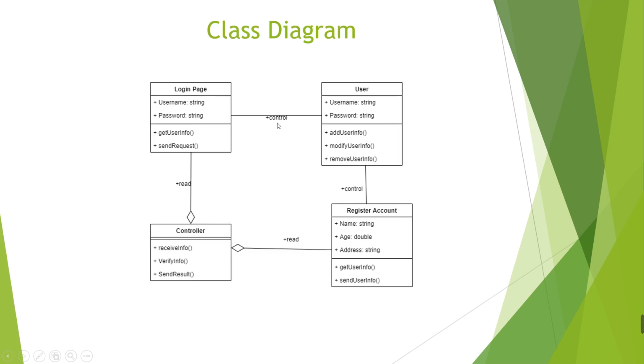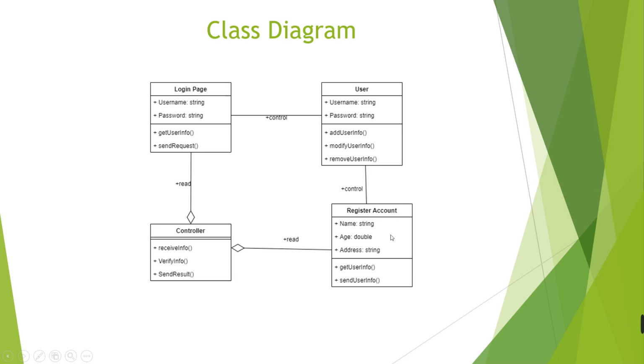And the class diagram. The class diagram here is just a few parts of the full class diagram, as I'm still working on it. For the user, it has username as string and password as string, and has add user info, modify user info, and remove user info. It controls two parts, the login page and register account. For the login page, the username is string, the password is string, and it has two behaviors: get user info and send request.